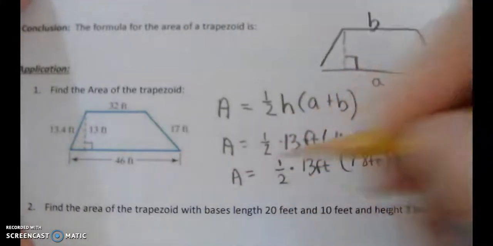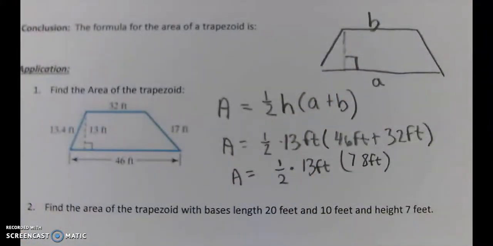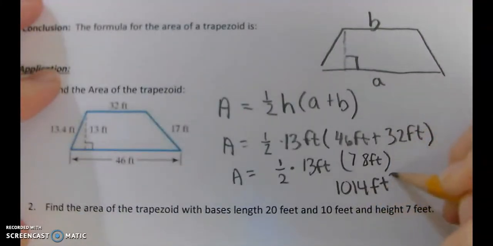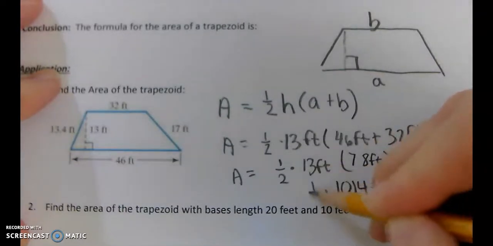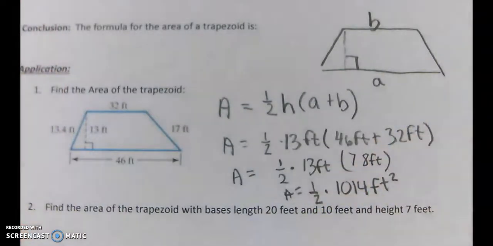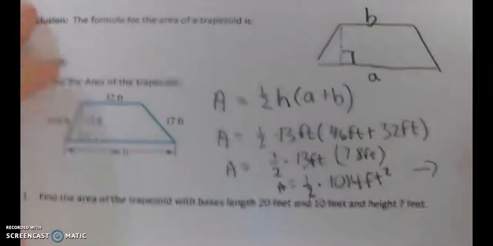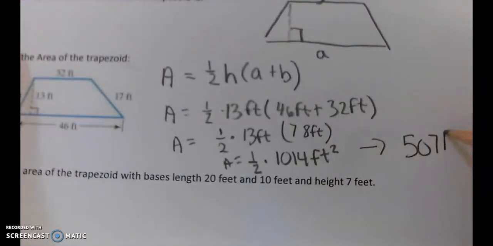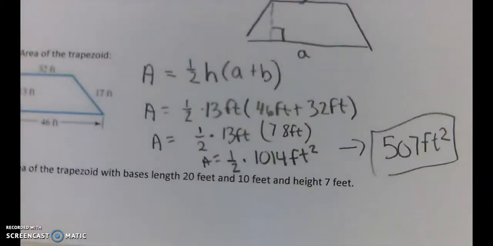Okay, so 78 times 13, you can use a calculator. I get 1,014. And these are feet times feet, feet squared, and then take half of that, so divide it by 2 in your calculator, 507, and I'll put that over here. Area is 507, and these are square feet. Notice the units, okay?